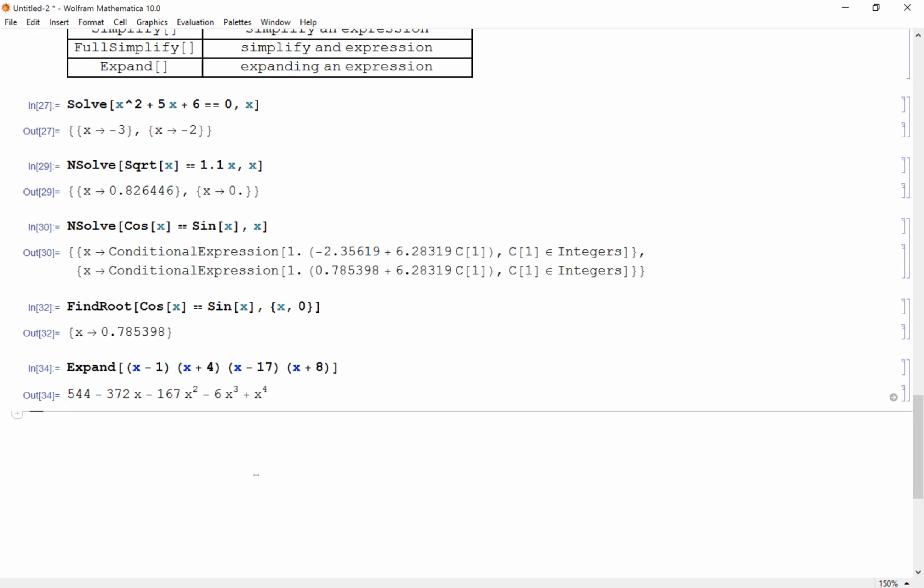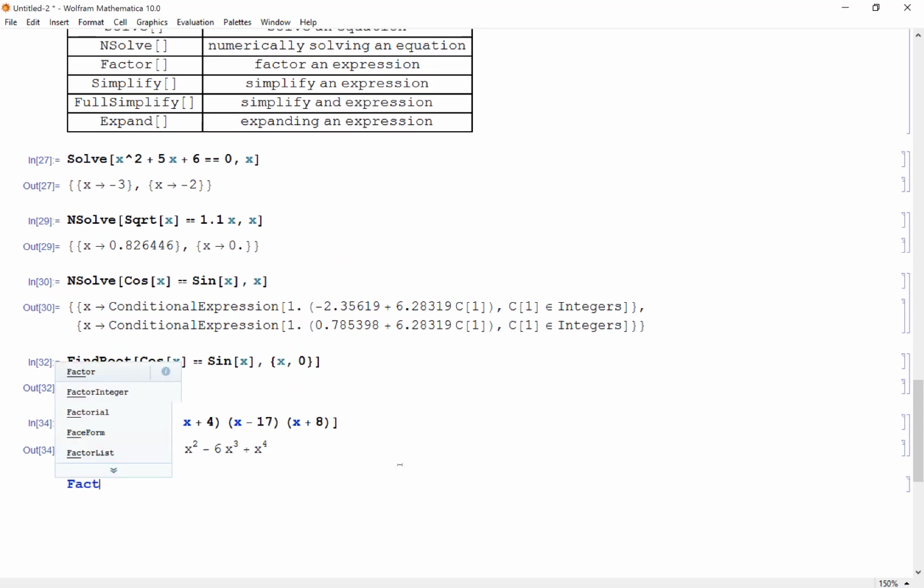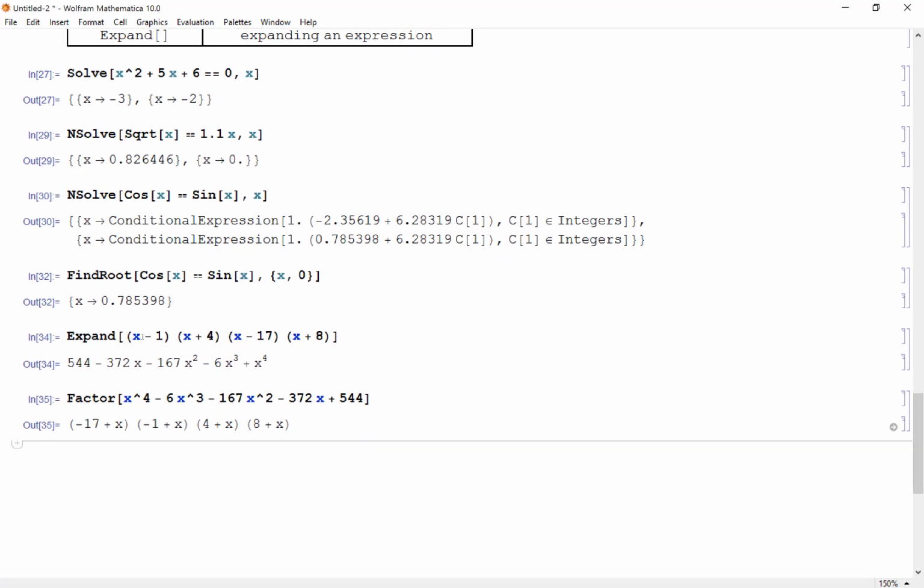Now the reason I did that is because it's going to help me find an example to use Factor. If I use Factor here and I type in the expression that I just got, notice that I go back to what I had: x minus 17 times x minus 1 times x plus 4 times x plus 8. So it factored this expression for me, which is very useful.